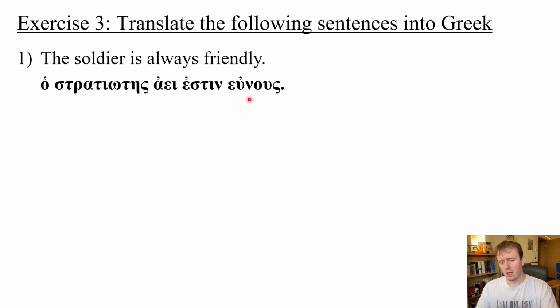And it's a contract adjective, so we didn't say eunoos, we said eunous. Okay, it would have originally been eunoos, but that becomes eunous. So, ous is the correct masculine nominative singular ending here.